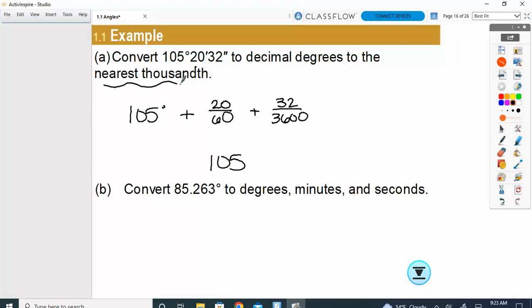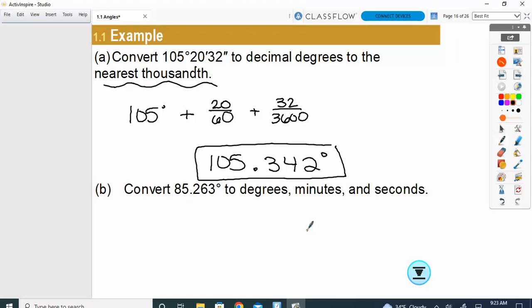I said nearest thousandth, so 3 decimal places, round up if needed. We're at 105.342 degrees. Okay. So when we have degrees, minutes, and seconds, we divide to get the decimal. When we have the decimal, what's the opposite of dividing? Multiplying. So we're going to multiply to get the whole thing. So the degree part doesn't change. We still are going to have 85 degrees.